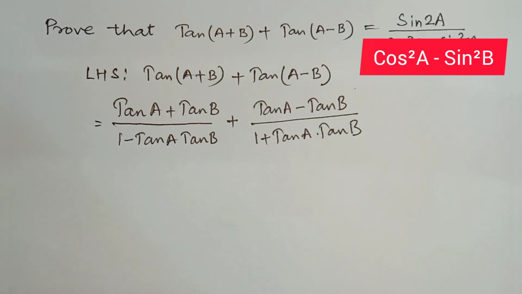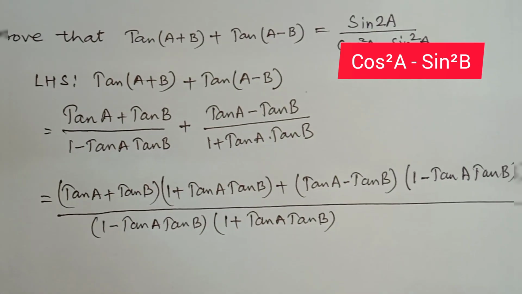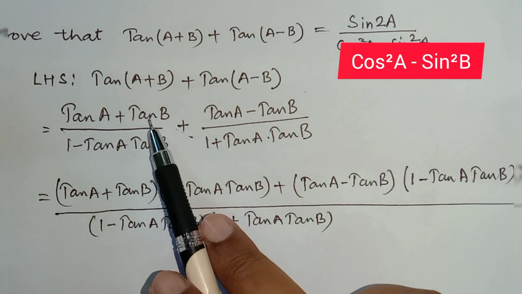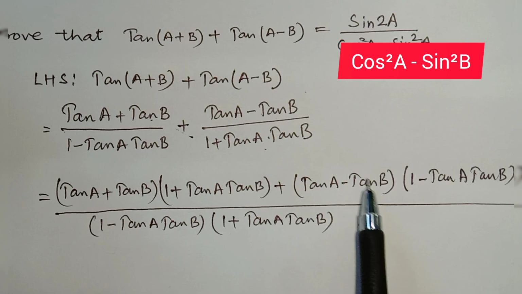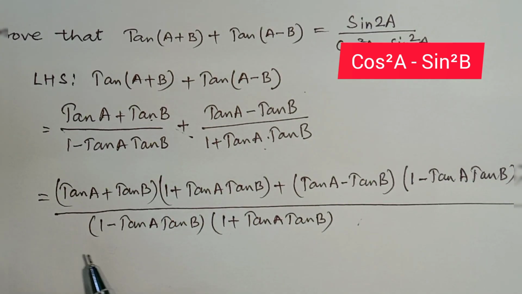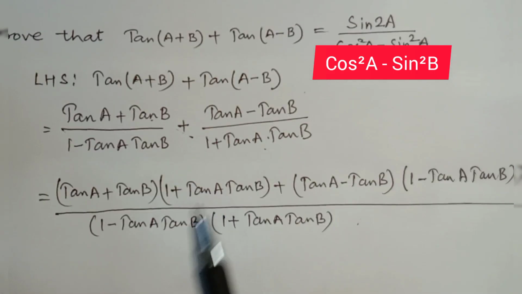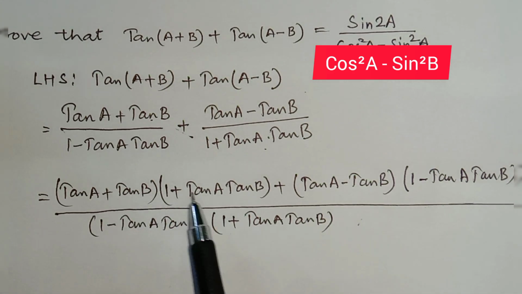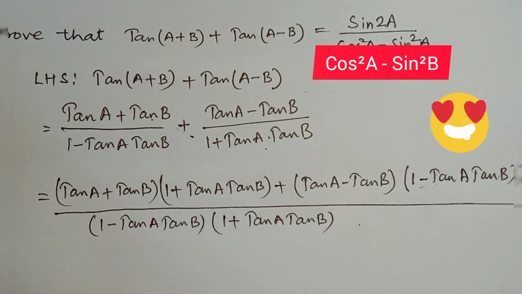Now we are going to simplify by taking the LCM of these denominators. With the simplification, taking the denominator as the LCM, now we have these terms. We have tan A plus B multiplied with this term and tan A minus B multiplied with this term, all upon the product of these denominators. Now we are going to multiply these two terms and these two terms, and let's check what we get.